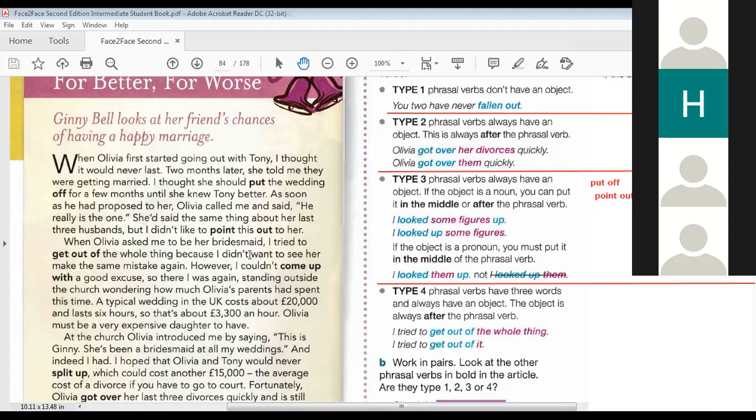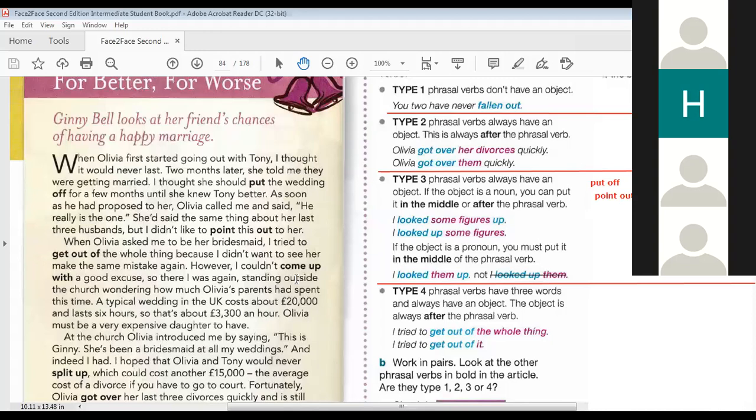Correct. What about get out of? Well, get out of, we have it answered. So get out of is type 4. Can you see it? It's used in the example. Get out of. All right, yes. So we put get out of here.